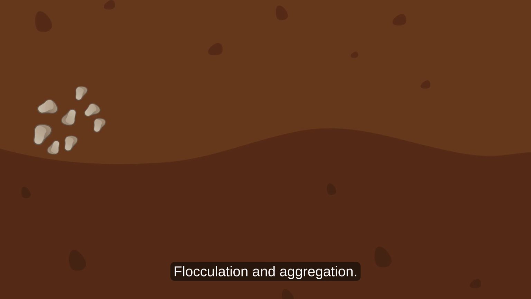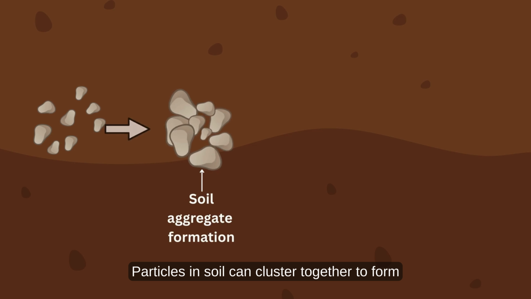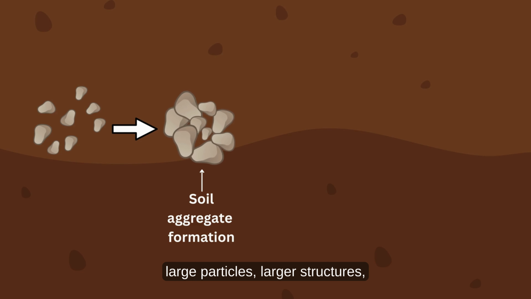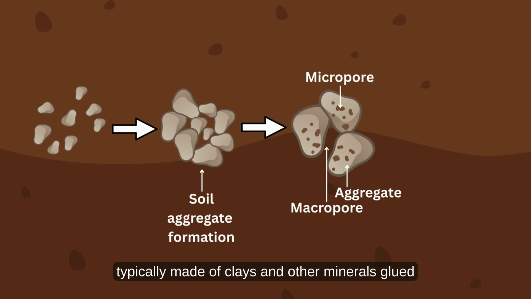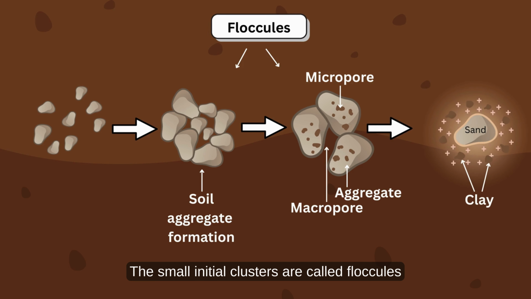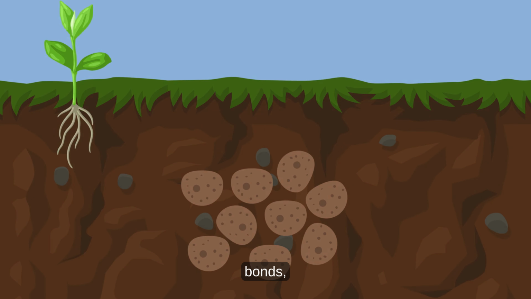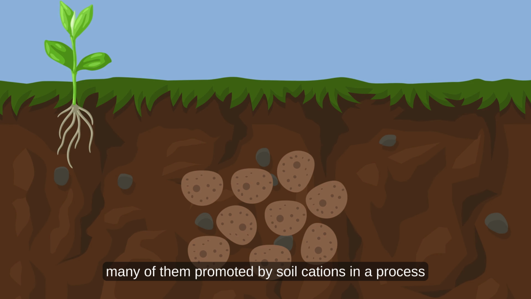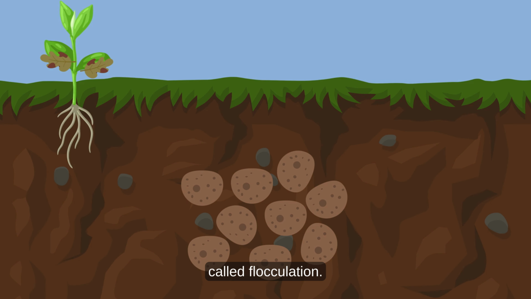Flocculation and aggregation. Particles in soil can cluster together to form larger structures, typically made of clays and other minerals glued together with humus. The small initial clusters are called floccules and are primarily made through weak chemical bonds, many of them promoted by soil cations in a process called flocculation.